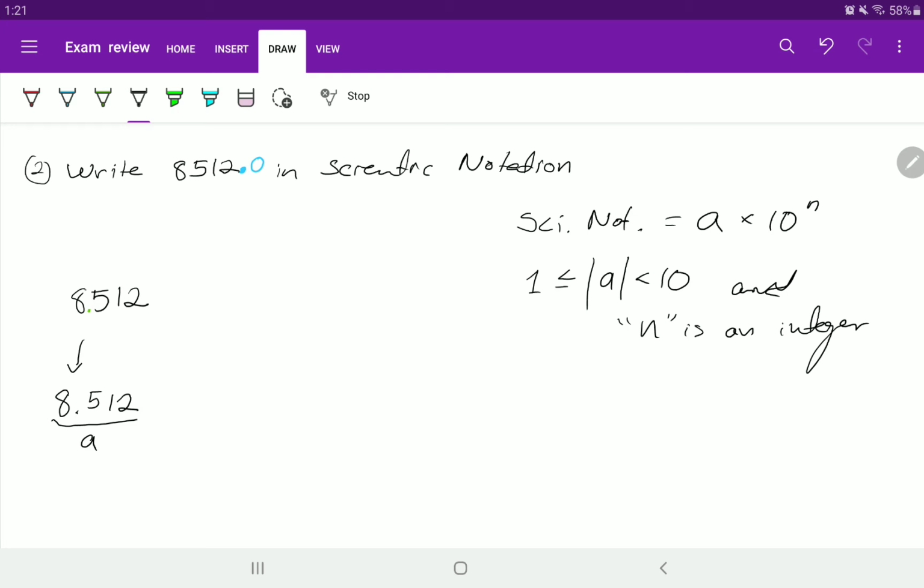Now, I'm going to take my new decimal and move it n number of units in the left or right direction until I reach the original decimal. And the original decimal is in the number up here, 8,512. So I take my new decimal that I placed between the 8 and the 5, and I'm going to move that 3 units to the right. And when I move my decimal 3 units to the right, I'm back up to my original number.